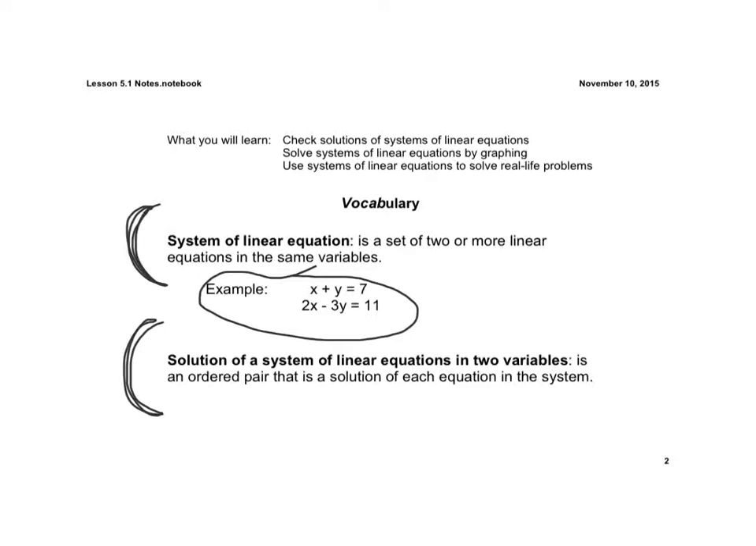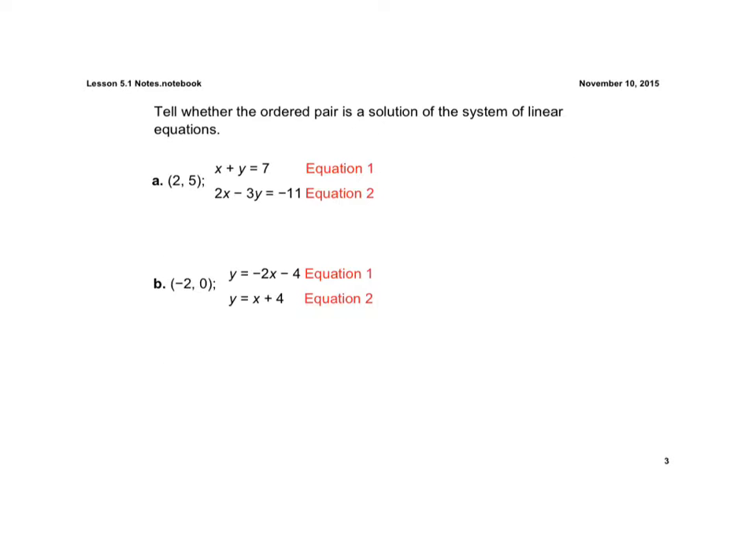And again, as we go through the video, you're going to learn a lot more about what a system is and what the solution is. So the first thing we want to do is determine what a solution is. So a solution to a system of linear equations is an ordered pair that makes both equations true. So it must make both equations true to be a solution. So we're going to more or less check this.